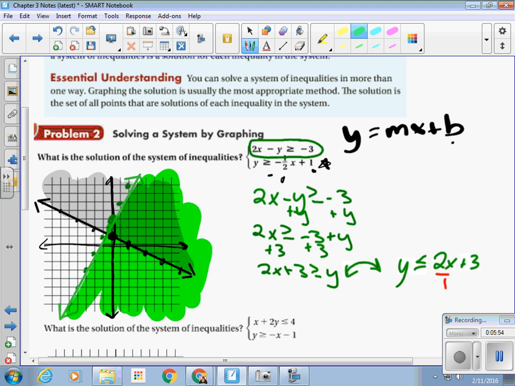All right, then I want to go a little bit darker in my double shaded region so that you can see. So this here, where we're double shaded, is the solution.